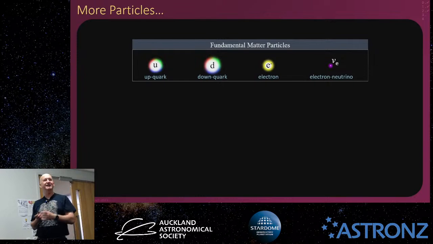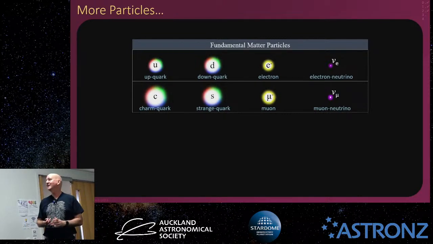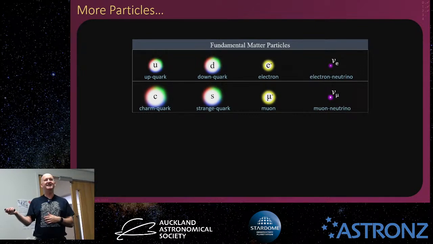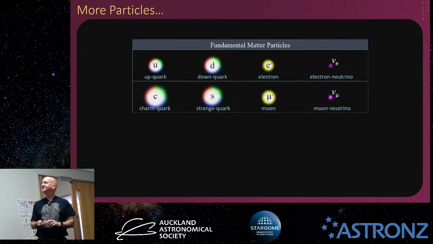It just so happens that the universe has made another set of particles called a charm quark, a strange quark, a muon, and a muon neutrino. These are not actually needed for anything. They just get formed in high energy situations, such as the beginning of the universe. The Large Hadron Collider has created a few, and with cosmic rays, which we'll have a look at in a moment. So essentially they're exactly identical to these ones up here.